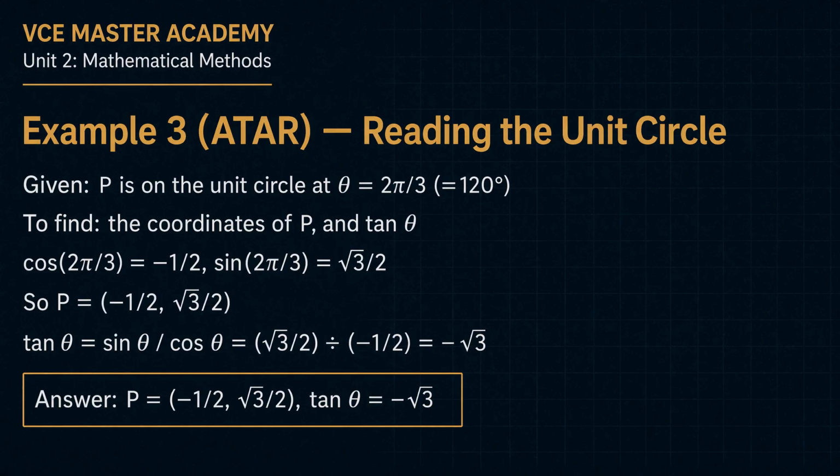The coordinates are cosine and sine of the angle. Cosine of 120 degrees is -1/2, and sine of 120 degrees is √3 over 2. So P is at (-1/2, √3 over 2). It sits up and to the left in the second quadrant, and tangent is sine over cosine. √3 over 2 divided by -1/2, which gives -√3.